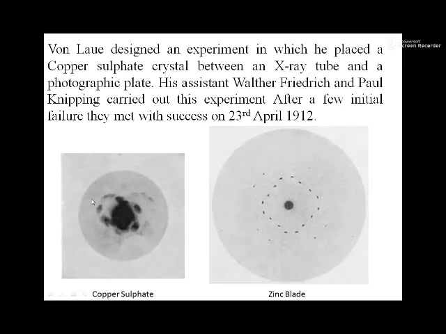And for copper sulfate, you get this type of spot. If you compare these two pictures, you can see that depending on the internal arrangement of the crystalline material, we get different types of spots on the photographic plate. So these spots are basically characteristic of the particular crystal under our inspection. So these spots tell something about the natural phenomenon, that is crystal diffraction.